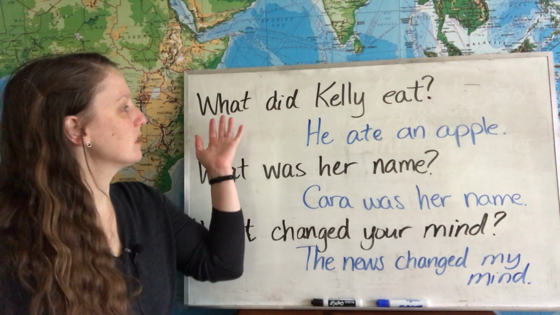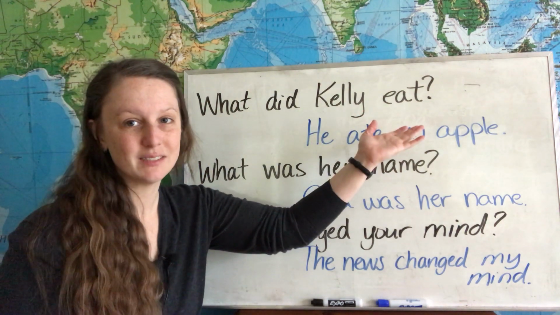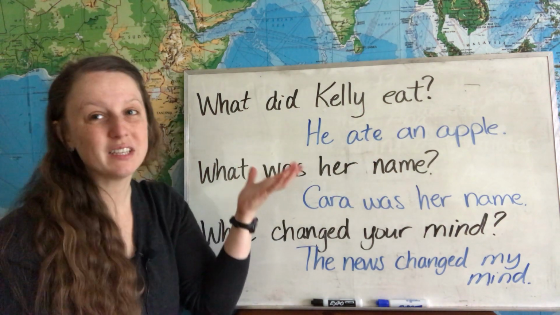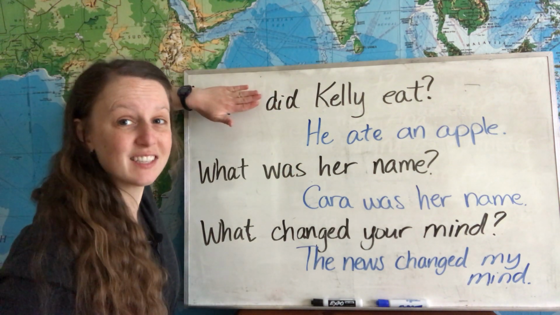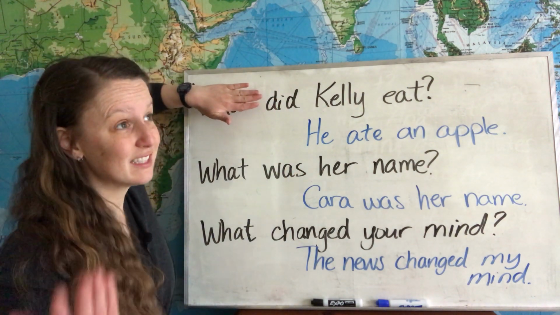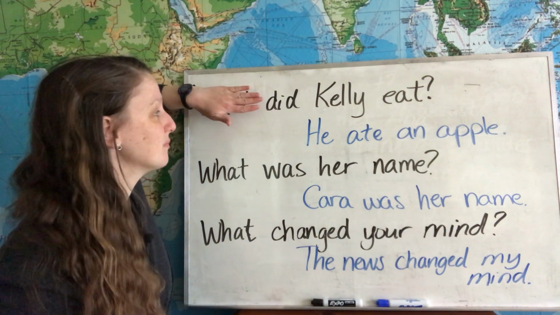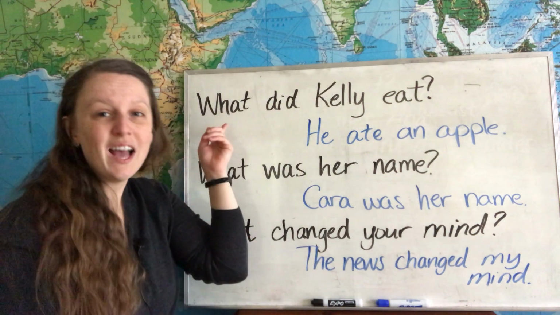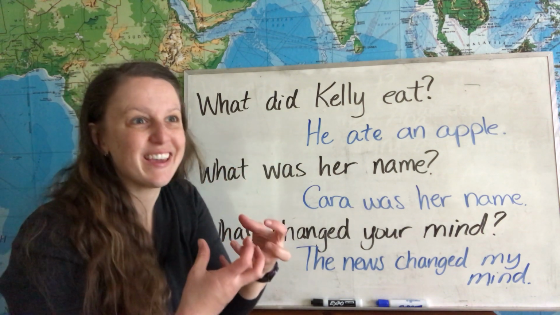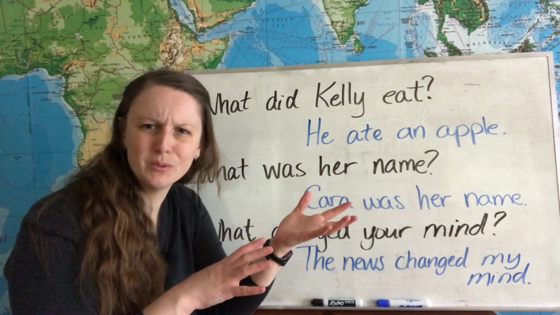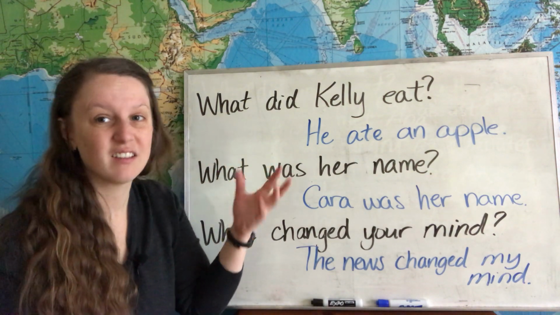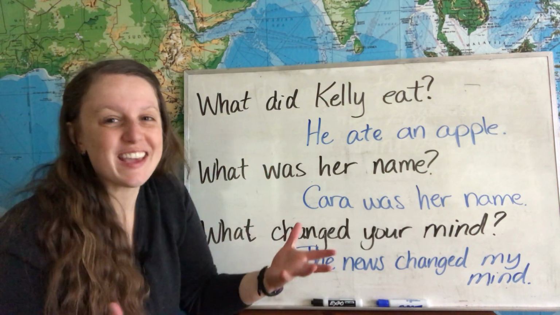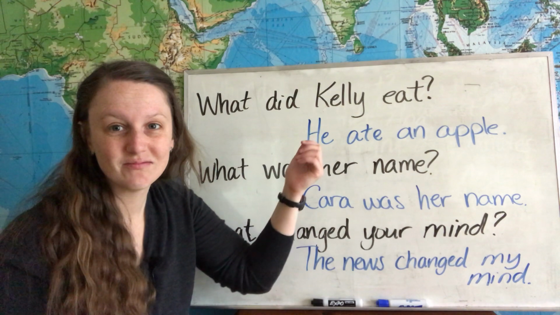Our first question is, what did Kelly eat? This is really similar to our yes or no questions, where we would just ask, did Kelly eat? Yes, he did, or no, he didn't. We use what to ask about a thing. Just like we use who to ask about a person, we use what to ask about a thing. So we're asking about the thing that Kelly ate.